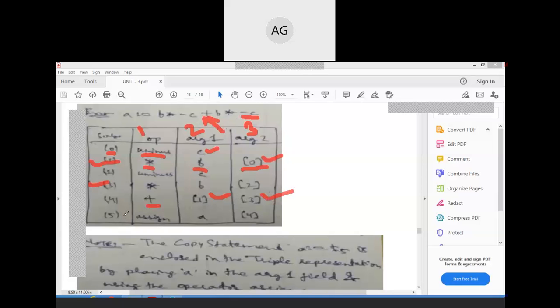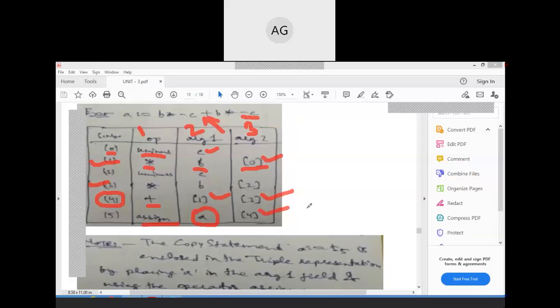And lastly, we need to assign the value stored after the plus to the variable a. So lastly, we take the equal to sign as the operator. Then argument one is taken here because we are going to store the value in argument one, and argument 2 will contain the result we are going to store. So just remember how we are going to store the expression in the triple structure.